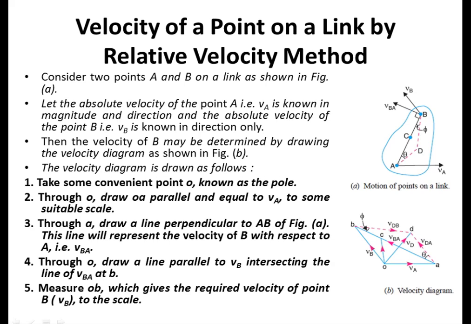Okay, and then the velocity of B may be determined by drawing the velocity diagram as shown in this figure. Okay, so we'll see now how to draw. Always, you can see there are two things we need to consider for any point, whatever velocity is given: magnitude and direction. These are very important. Okay, what is the magnitude? This is the magnitude for any component.